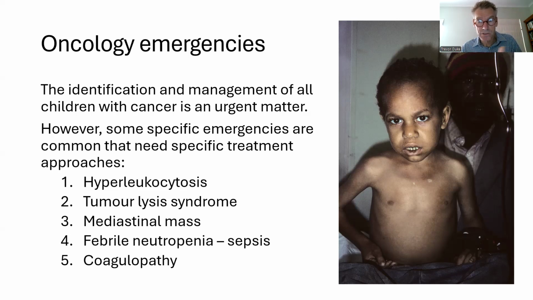A second is tumor lysis syndrome, which anyone treating childhood leukemia or lymphoma may be exposed to. The third is the child who's got a mediastinal mass, and we'll go through the differential diagnosis of a mediastinal mass. The fourth is a child with febrile neutropenia. So they've had chemotherapy and they've got neutropenia, and then they develop sepsis. This is something that's very common, and again is a pediatric oncology emergency. And the fifth one is that of coagulopathy.